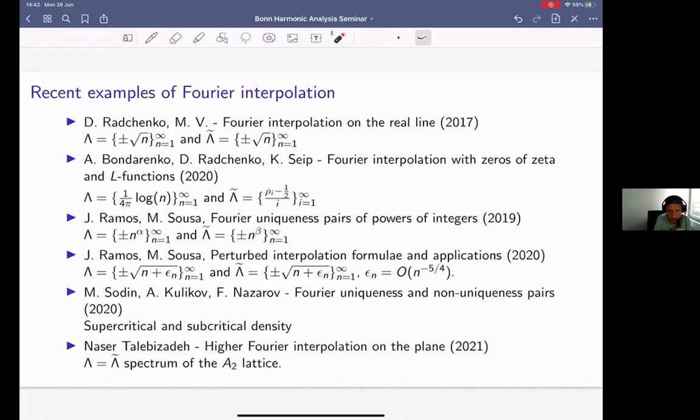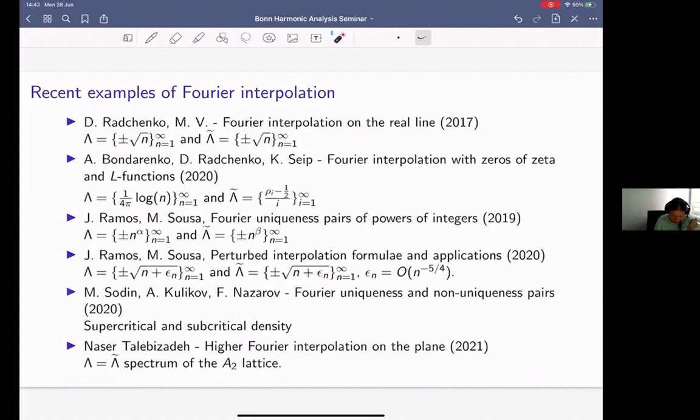But it turns out that this Fourier uniqueness and Fourier interpolation can even work for sets lambda and lambda tilde both discrete, even though the price for this is that both sets, of course, have to be much denser than the set of integers.